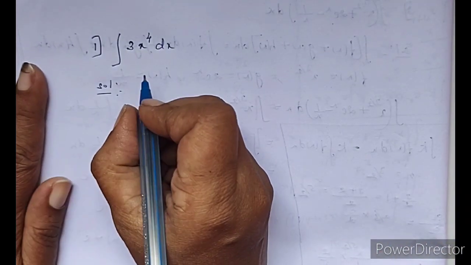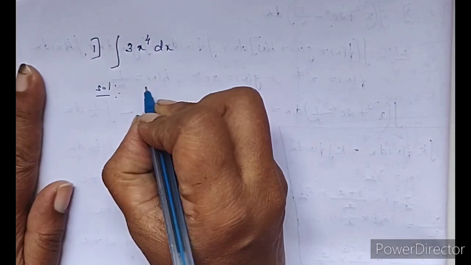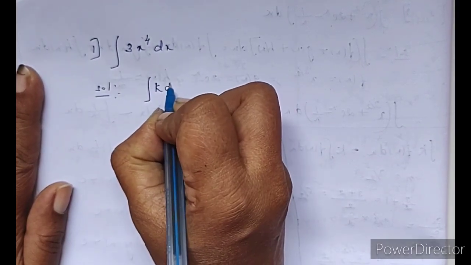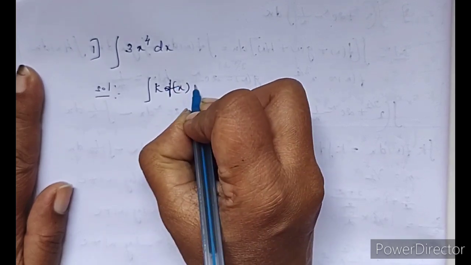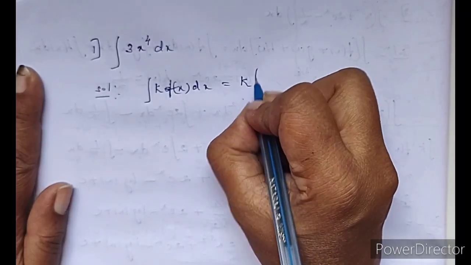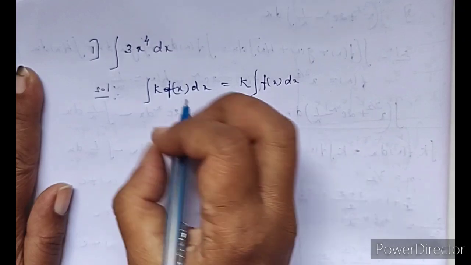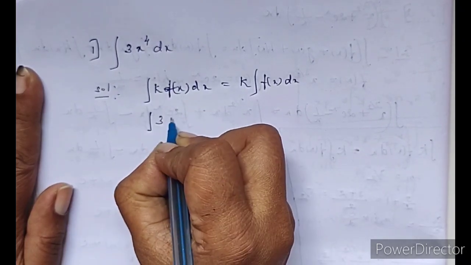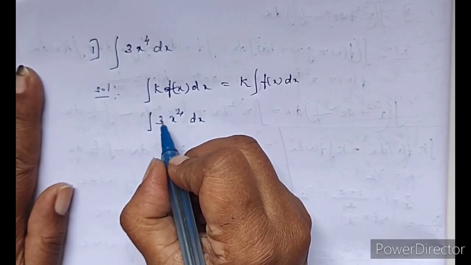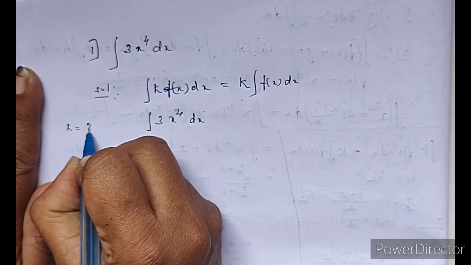Now we shall solve the first problem, integration of 3x to the power of 4 dx. We have this formula: integration of k times f of x dx, where k is a constant, equals k times the integral of f of x dx. You take the k outside and write the function inside the integral. When you compare 3x to the power of 4 dx with this property, k is equal to 3.